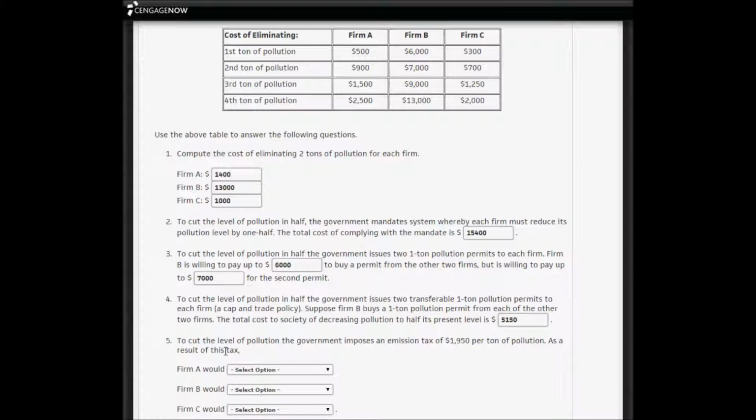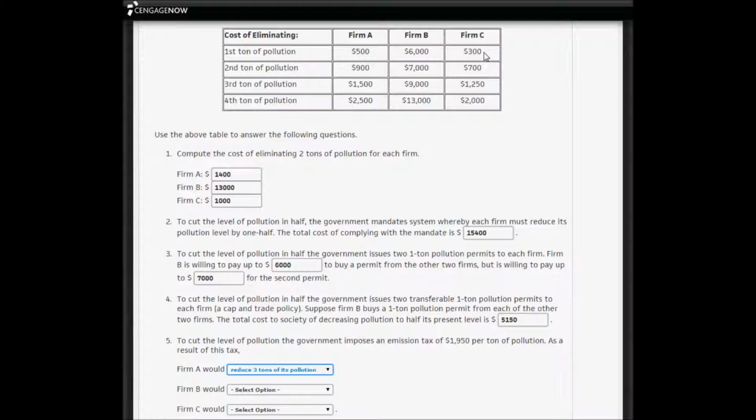In part 5, to cut the level of pollution, suppose the government imposes an emission tax of $19.50 per ton of pollution. What do each of the firms do? For firm A, the tax is greater than the cost of the first ton of pollution. It's greater than the second ton of pollution. It's greater than the third ton of pollution, but it's not greater than the fourth ton of pollution. So firm A will reduce 3 tons of its pollution.